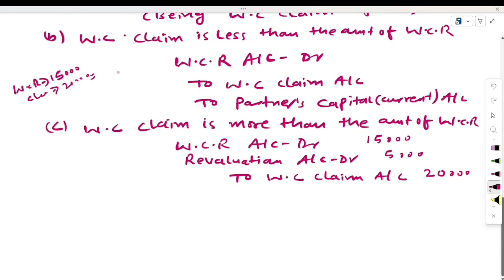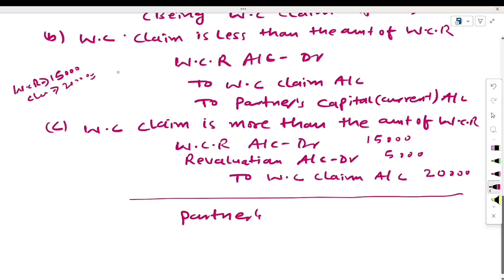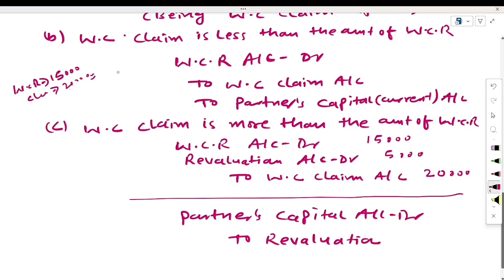So here you will have to make two entries. This is the first entry, and the second entry you will have to pass: partners' capital or current account debit to revaluation account. It means this revaluation amount will be distributed among the partners or debited from the partners' capital account. This is all about the cases of workmen compensation reserve.